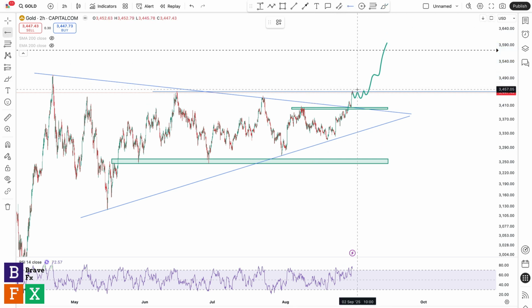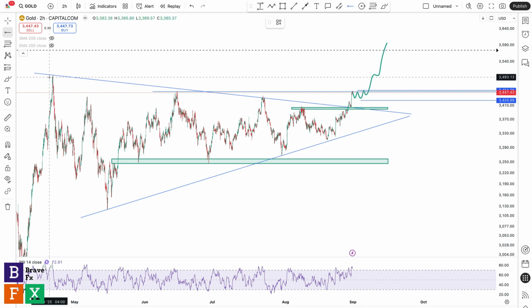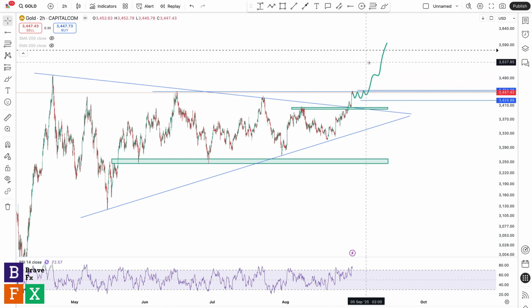So entry will be after the breakout from that consolidation. Stop loss will be placed underneath the consolidation that leads to the breakout, and you can trade your positions as you go higher. First take profit targets could be placed here, which will lead to us being in price discovery. Then you have to trade your positions as you go higher to safeguard those profits as the price action evolves, right?